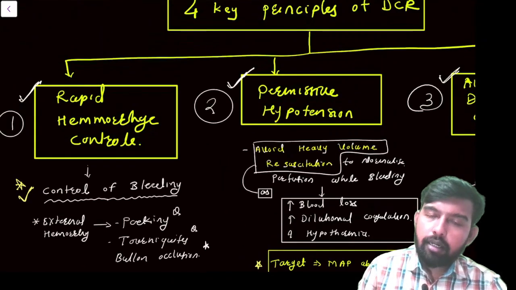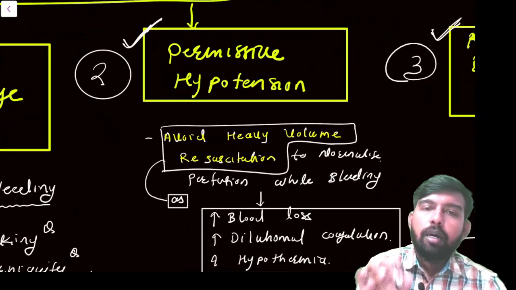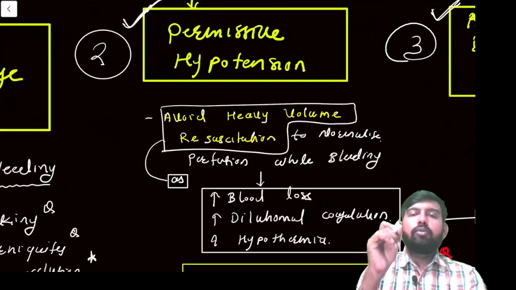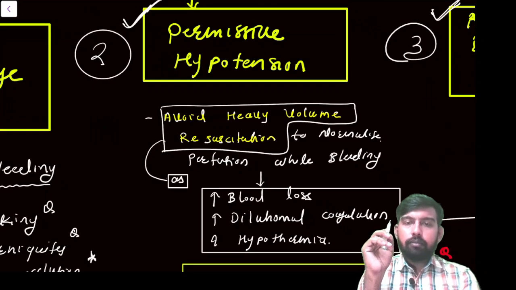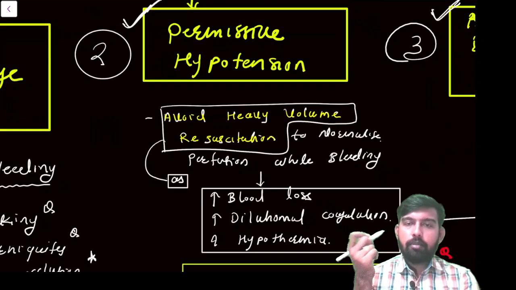Another component is permissive hypotension. Because the patient is in shock, there is a low BP. So we would be tempted to give a large amount of fluid to increase the blood pressure.